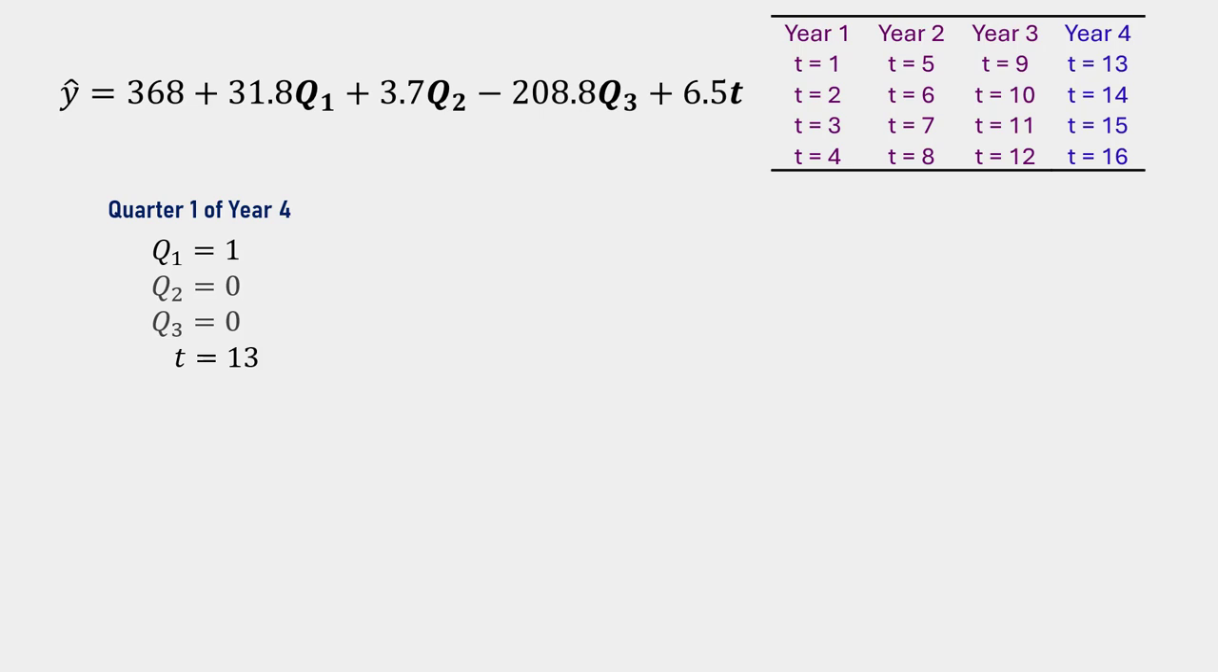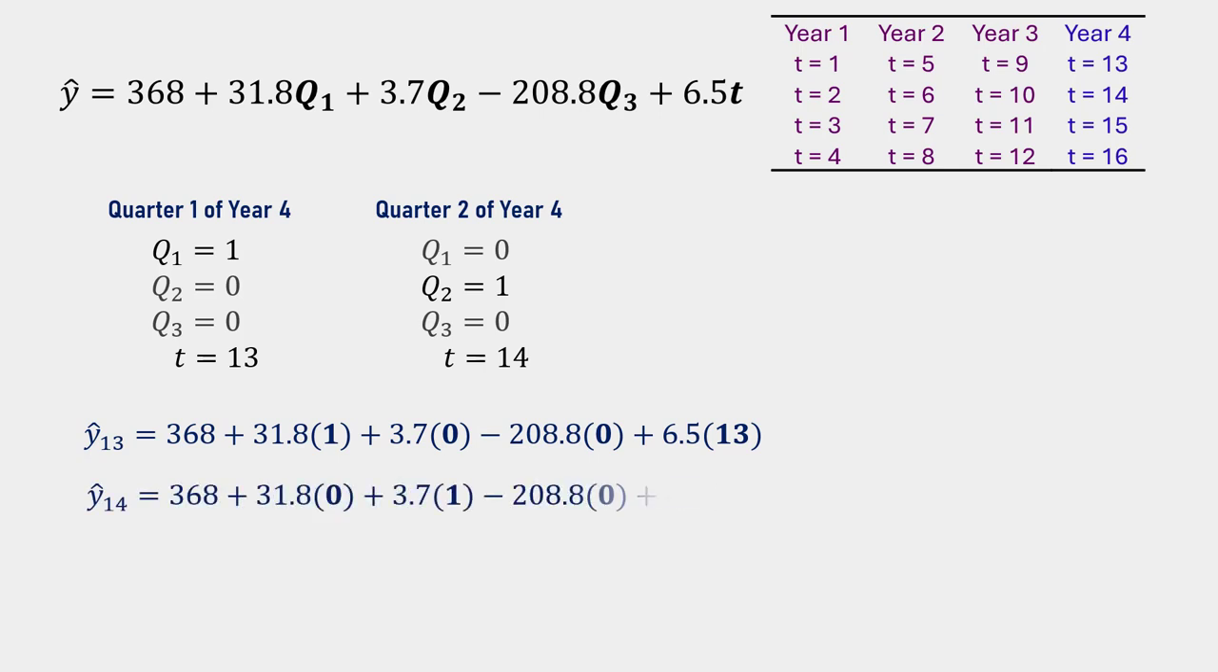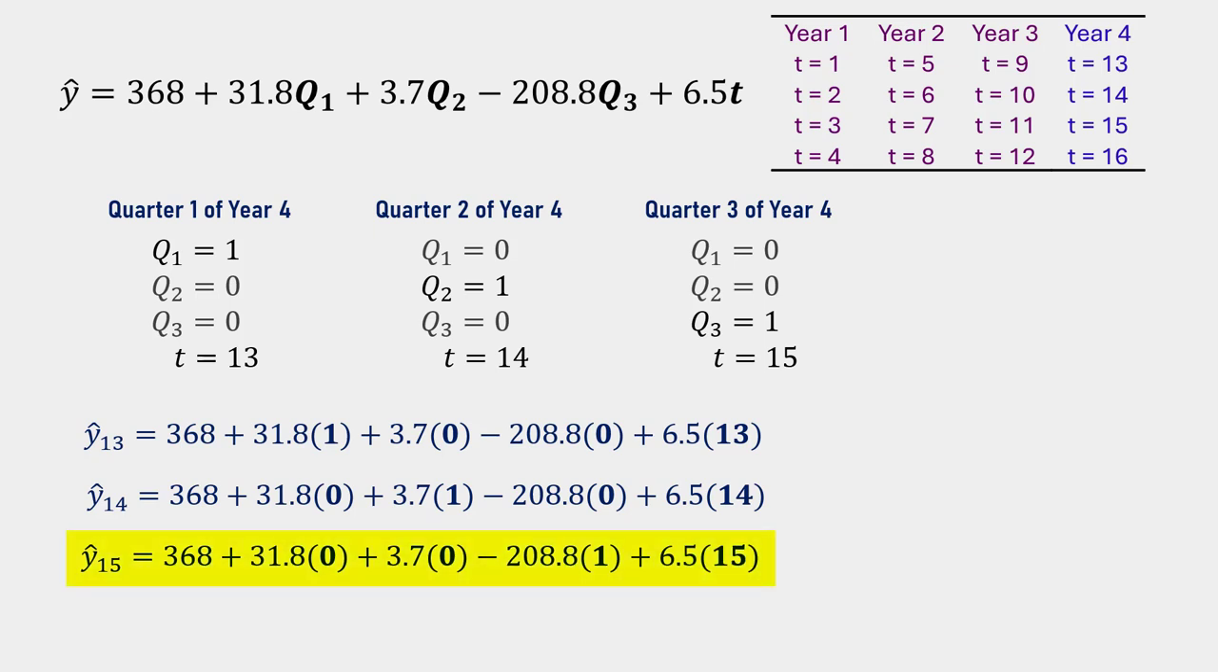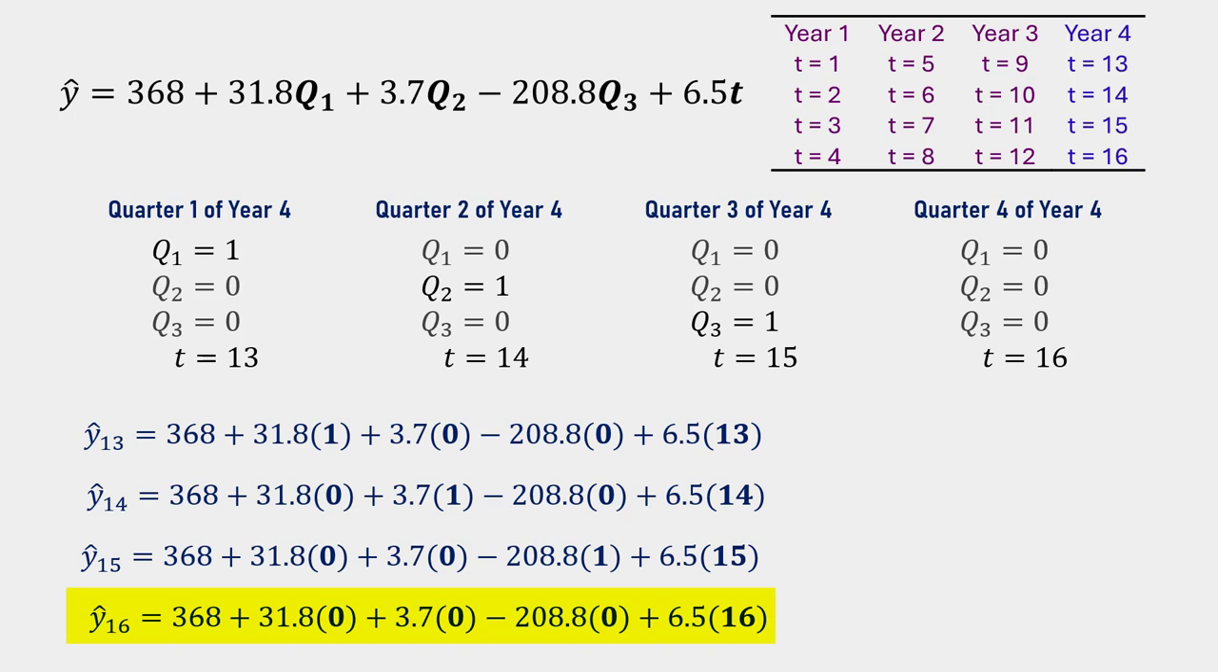Thus, we can forecast sales for quarter 1 of year 4 by substituting those values into the regression equation as shown here. For quarter 2 of year 4, Q1 is 0, Q2 is 1, and Q3 is 0. T is 14, and the sales forecast is calculated as seen here. We do the same thing for quarter 3 of year 4. Q3 is 1, T is 15, and the sales forecast is shown here. Now for quarter 4, Q1, Q2, Q3 are all 0, and T is 16. Plugging those into the equation, we can obtain the sales forecast for that period in the same manner.